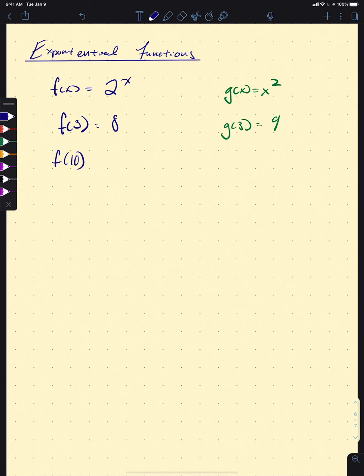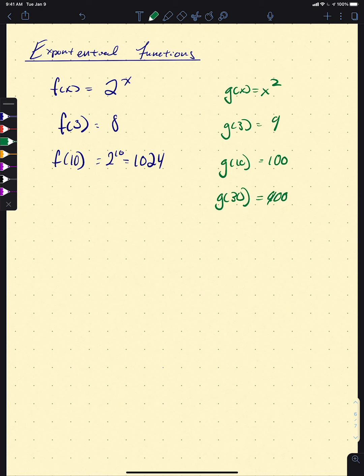If we were to do f of 10, that's 2 to the 10, and for those of you who are good with your powers of 2, that's 1024. Versus g of 10, that's only 10 squared, or 100. Okay, well, f has grown a little bit faster. Let's go even bigger. Let's look at g of 30. Surely this will be very large. 30 squared is 900.